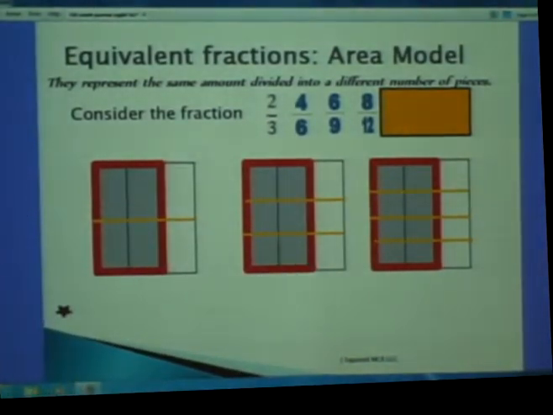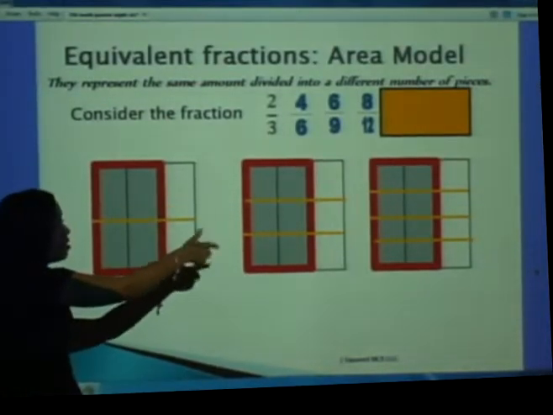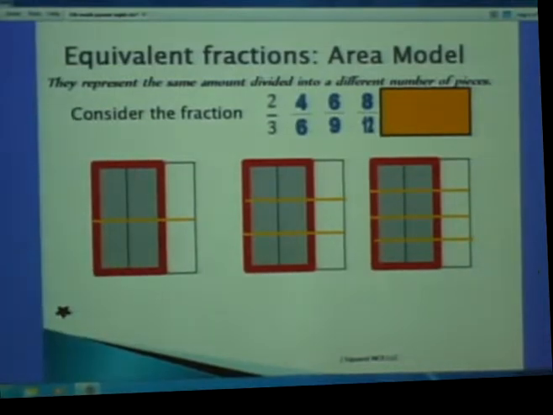So now when your child does get to the point where they just multiply the top times the bottom, they know why. They understand that it's all the same thing, the fraction's not getting larger, it's just more pieces. And with each change, more pieces, but smaller pieces.